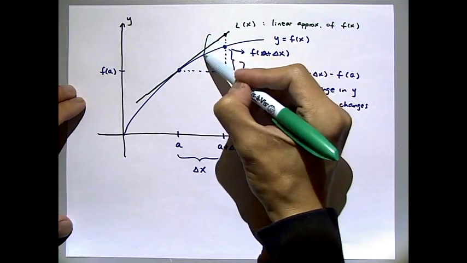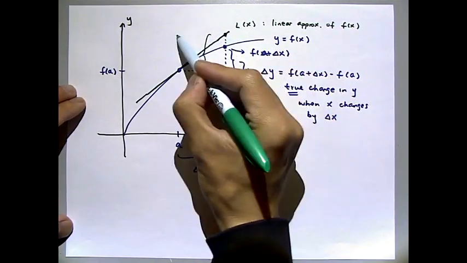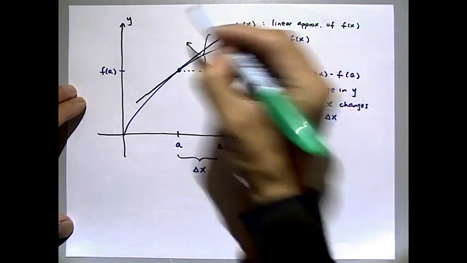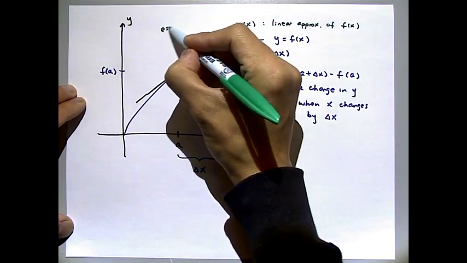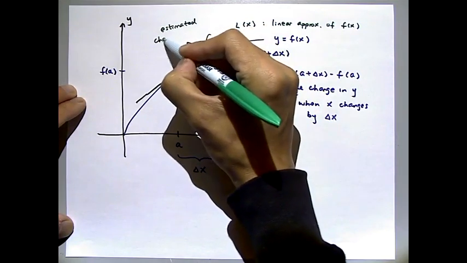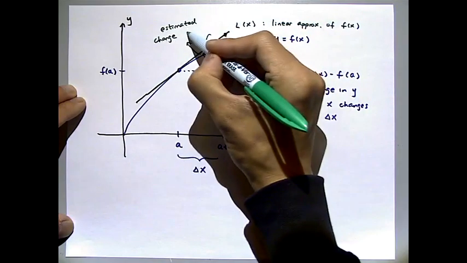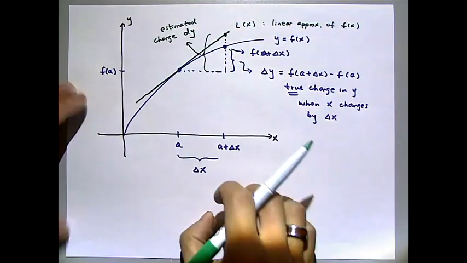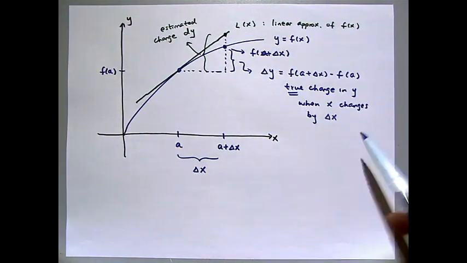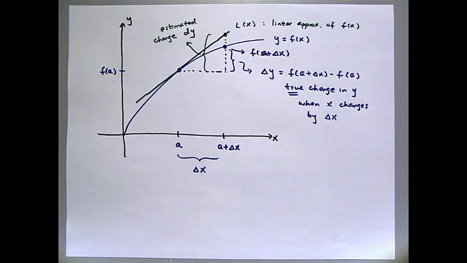So this difference right here is the estimated change. And we'll call that change dy. We use d to represent the fact that we're estimating what the delta change is. Delta y is the true change, and dy is the estimated change.